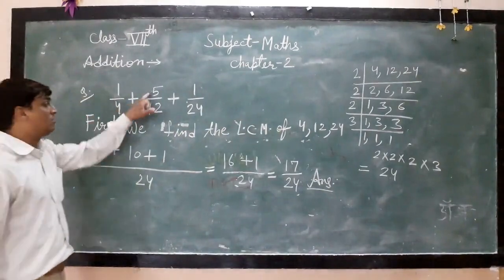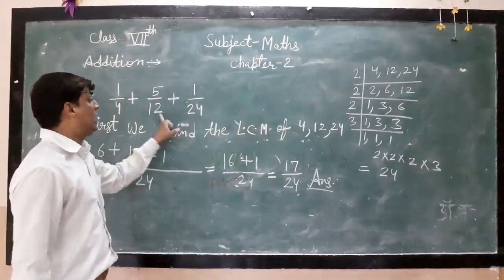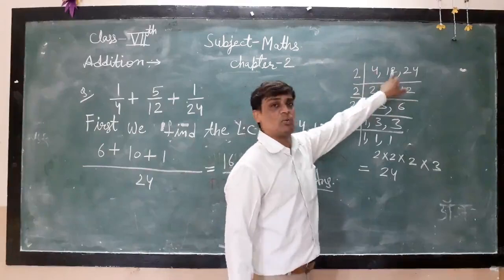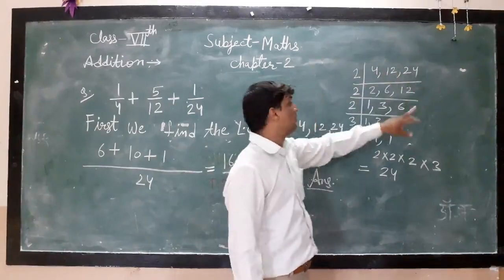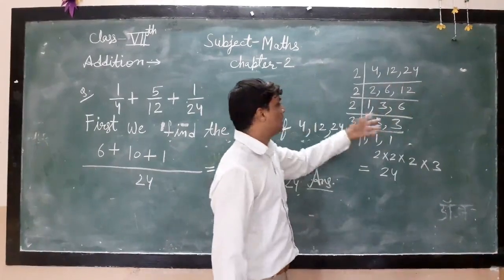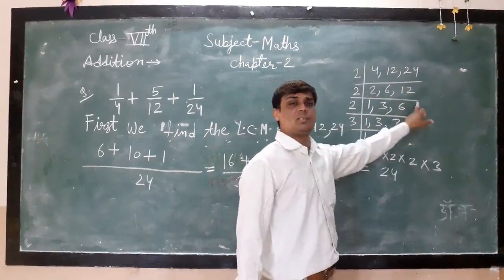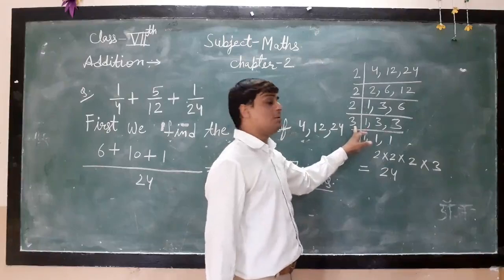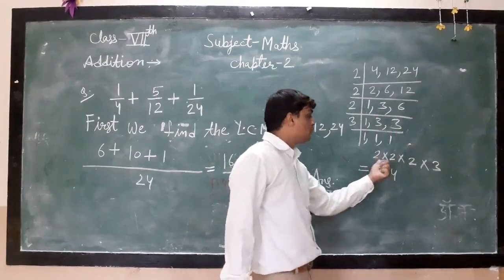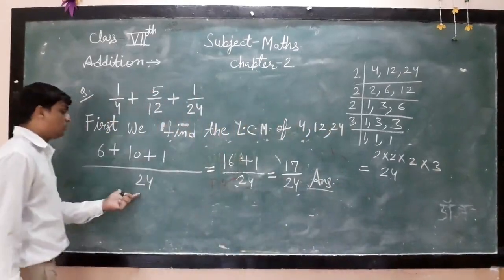1 by 4 plus 5 upon 12 plus 1 upon 24. First we find the LCM of 4, 12 and 24. Look here, 2 twos are 4, 2 sixes are 12, 2 twelves are 24. Again 2, 2 ones are 2, 2 threes are 6, 2 sixes are 12. Now again 2, 1 as it is, 3 as it is, 2 threes are 6. Again next number 3, 1 as it is, 3 ones are 3, 3 ones are 3. Now the LCM is 2 into 2 into 2 into 3 is equal to 24. The LCM is 24.